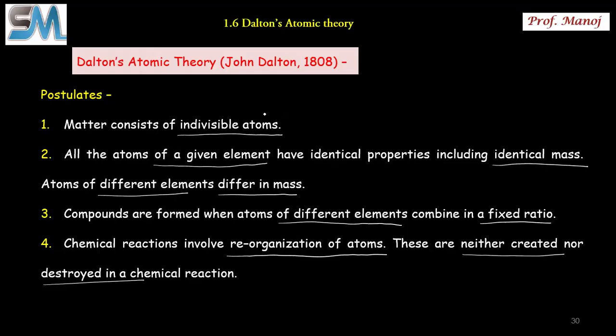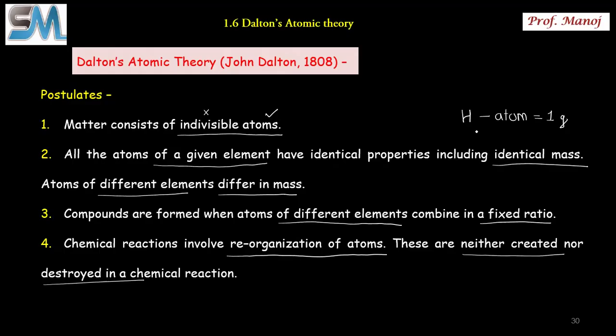First, matter consists of indivisible atoms. Today we know that atoms are no more indivisible. You can break down the atom, create atomic energy out of it. So in today's context, matter consists of atoms is fine. Indivisible, we cannot say. But of course, Dalton had given it, so we just follow it. Atoms of a given element have identical mass. So if you consider hydrogen, every atom of hydrogen is going to have a mass of 1 gram.